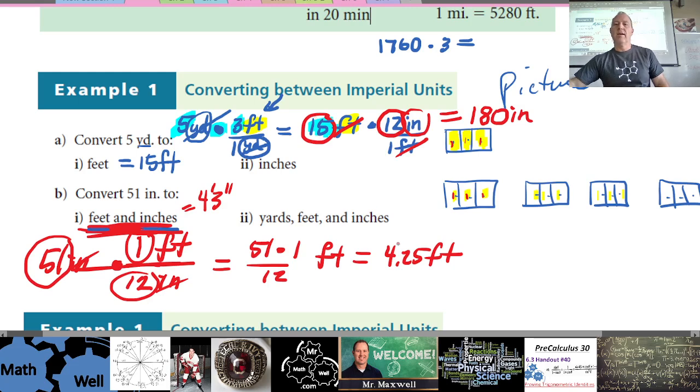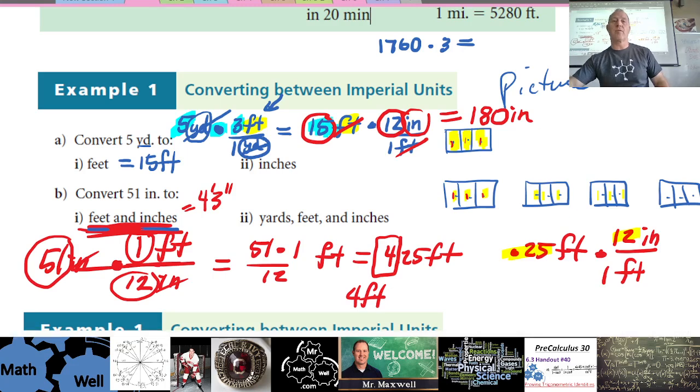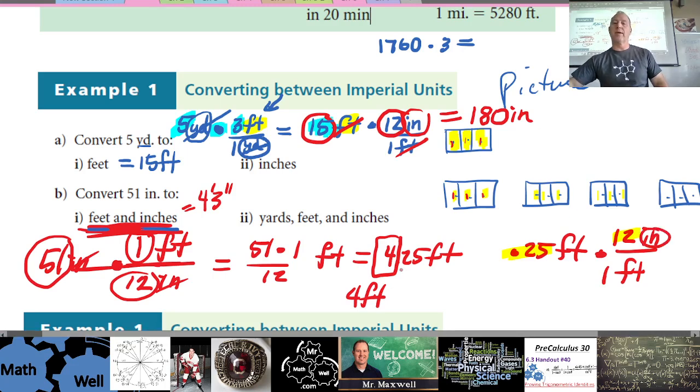If you pay attention, 4 is what we want to keep. It's 4 feet, but 0.25 feet is how many inches? Well, you could do the unit analysis again and do 1 foot to 12 inches. And now, a second calculation, 0.25 times 12. And 0.25 times 12 on your calculator will give you 3. And so that would be the leftover part, the 0.25 part actually translates into 3 inches. So 4 foot, 3 inches.